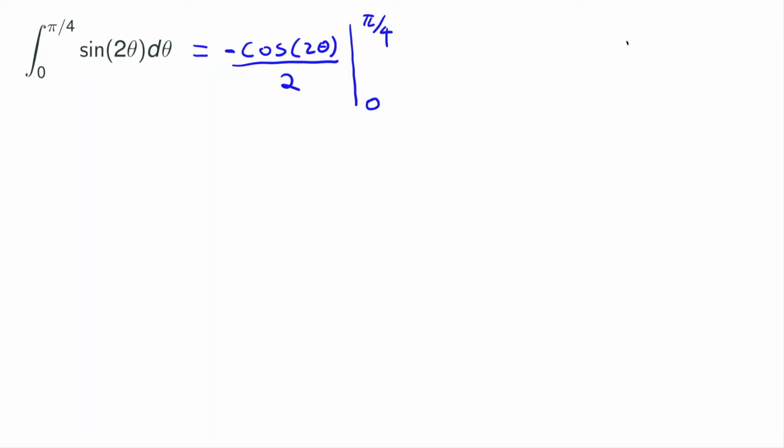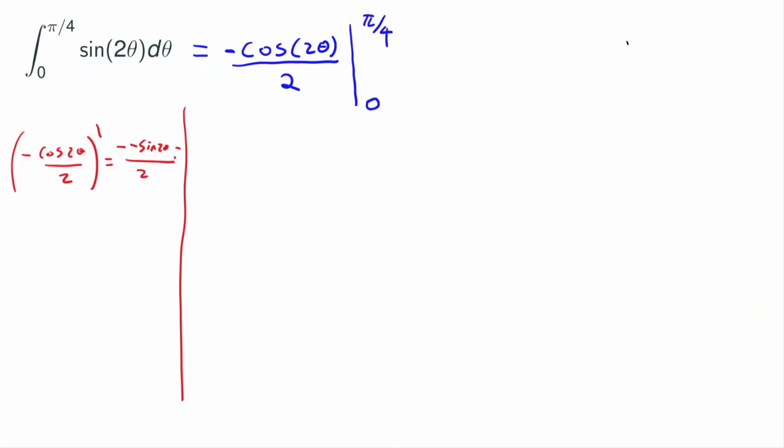So let's check that work real quick before we evaluate. We know that if I take the derivative of negative cosine 2 theta over 2, I get negative sine 2 theta over 2 times 2 by the chain rule. These cancel out, so I have sine 2 theta. Okay, so we just check that this antiderivative is correct.